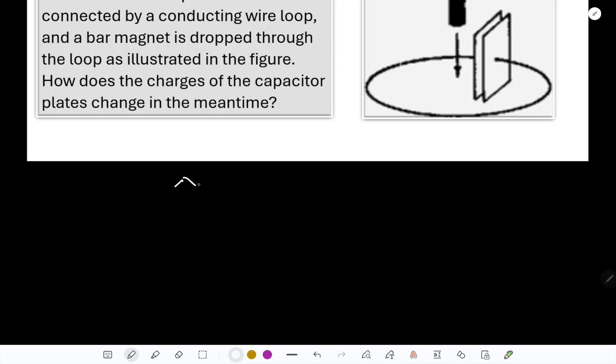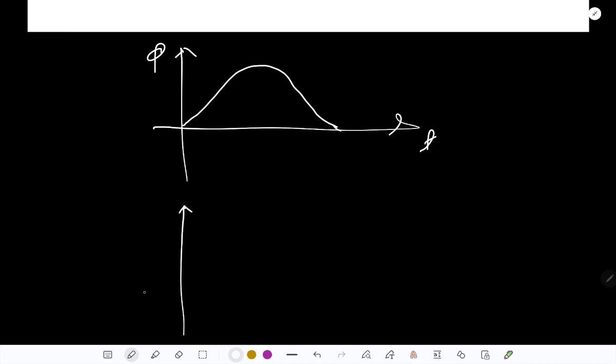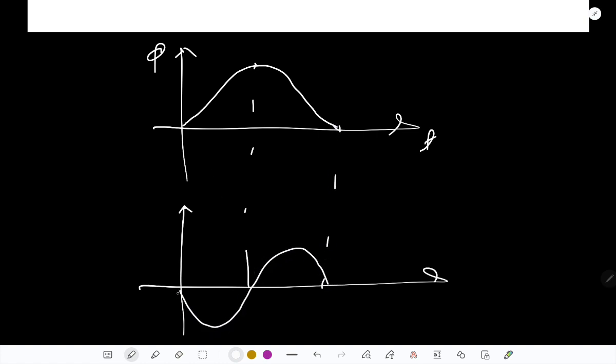and I can draw the rate of change of flux as a function of time simply like this, because it was 0, then reached the maximum and then decreased, and the potential difference induced can be drawn like this, and so will be the charge, because Q is directly proportional to V. So the shapes of the Q versus t graph and the V versus t graph are going to be the same.